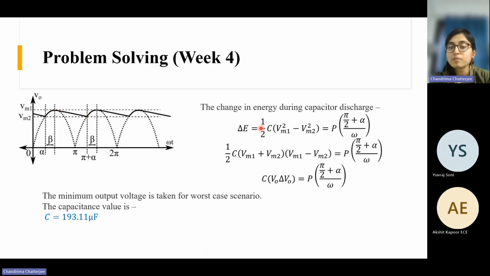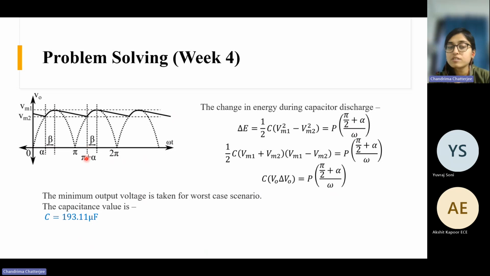So some energy from the capacitor is lost, and that lost energy is half C times (Vm1 square minus Vm2 square), because Vm1 is the initial voltage and Vm2 is the final voltage at this point. So this is equal to power multiplied by the time duration. What is the time duration? This duration is pi by 2 plus alpha. This duration, the discharging duration.